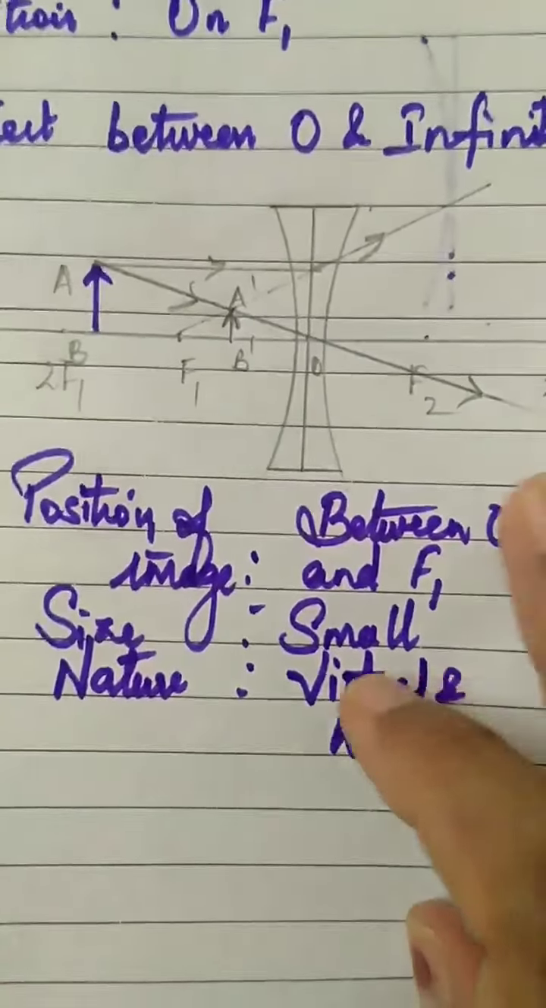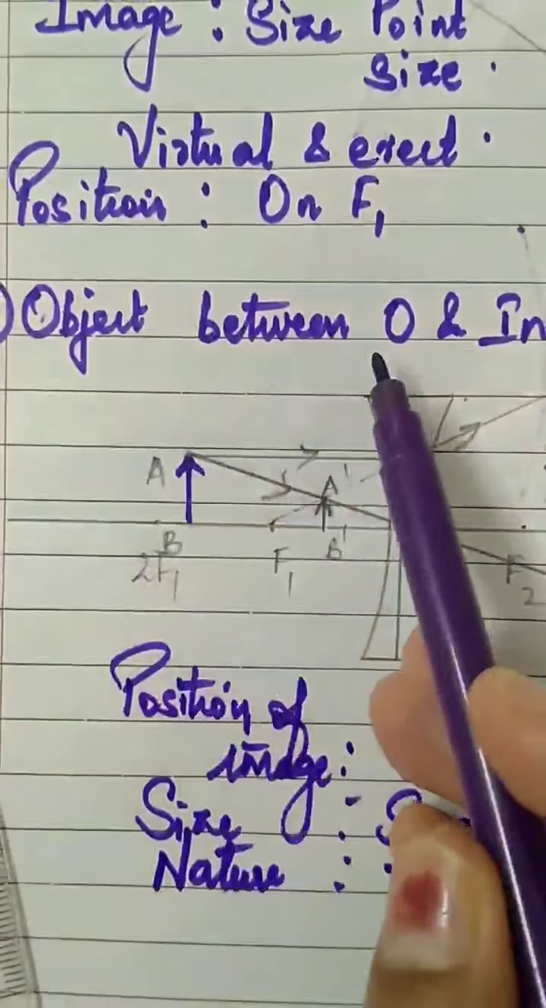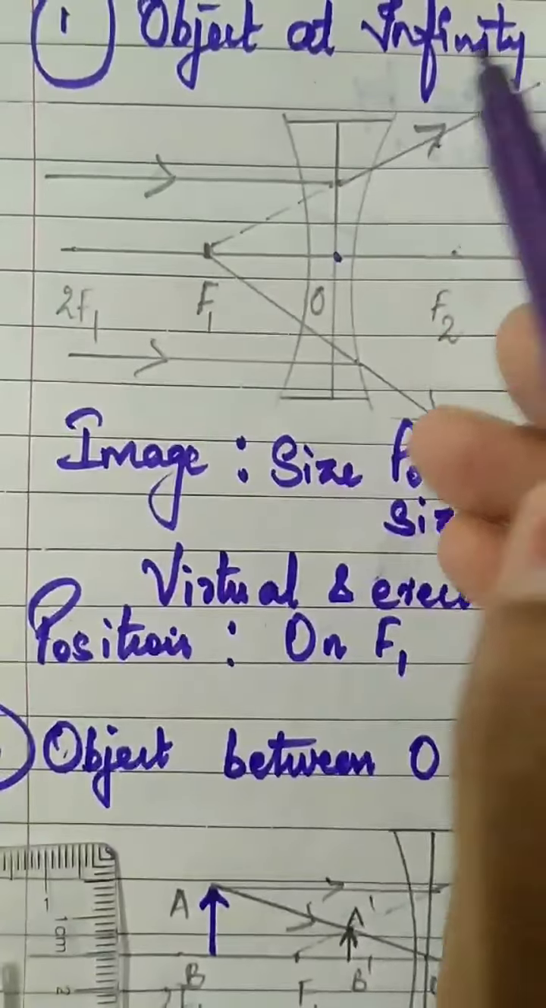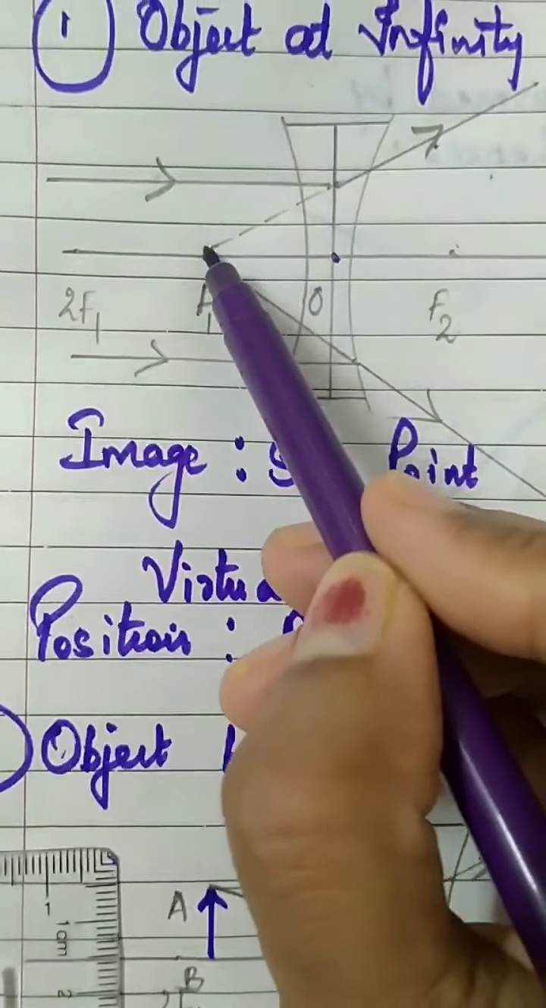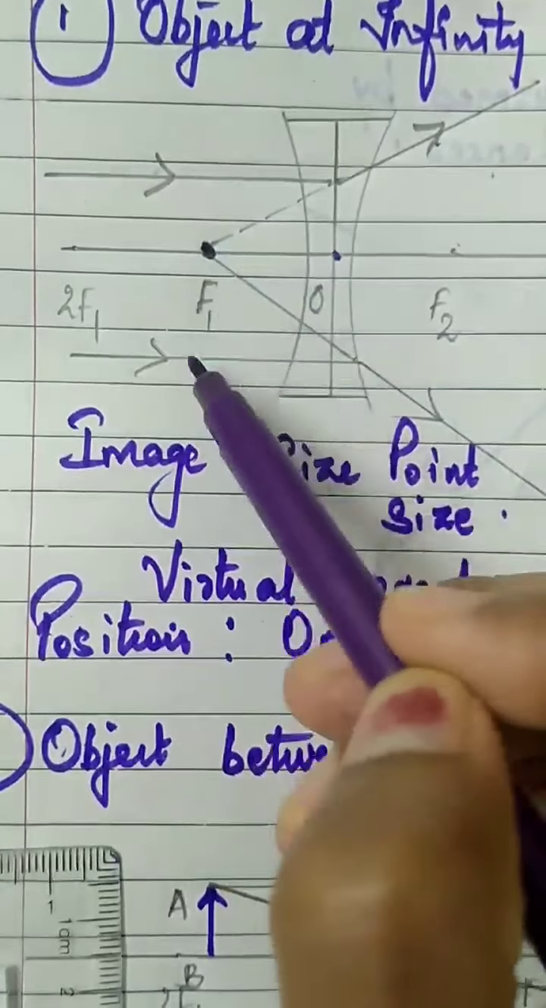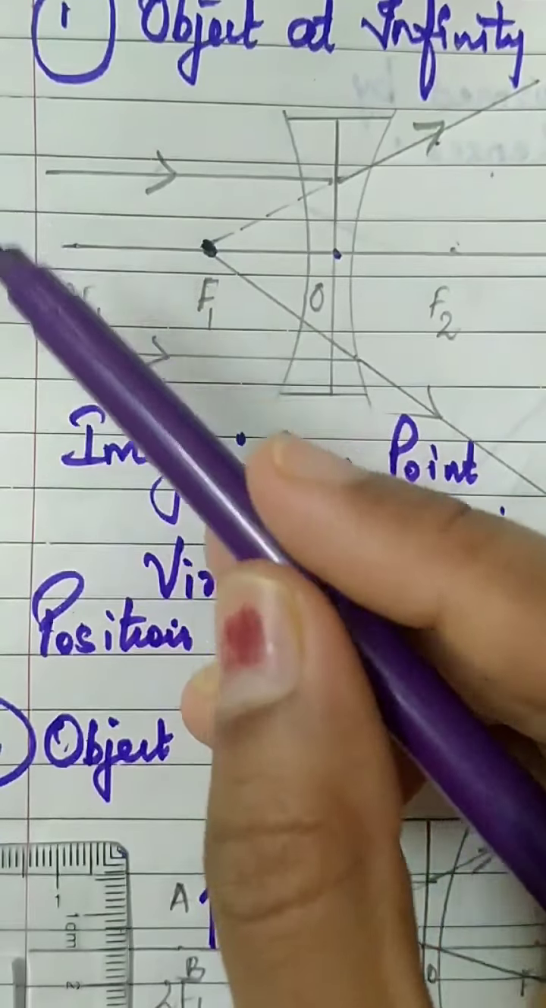So only these two ray diagrams you have to consider for concave lens: object between optical center and infinity, and object at infinity. When the object is at infinity, we are using only the first rule because we know that the image is formed at focus F1. Understood? Okay.